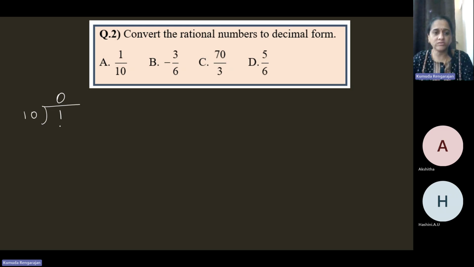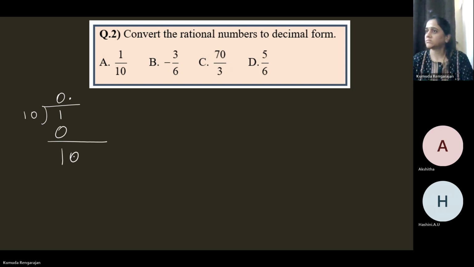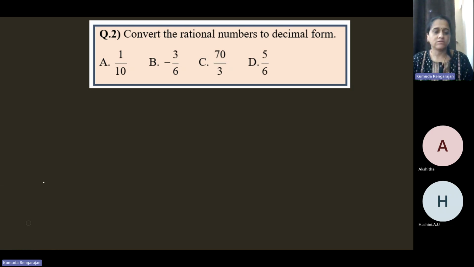So 10 into 0 is 0. So what's the remainder? 1 is the remainder. Then keep a point, add a 0, because we have no other digits to bring down, right? 0. 1 by 10. Okay. Start the division.